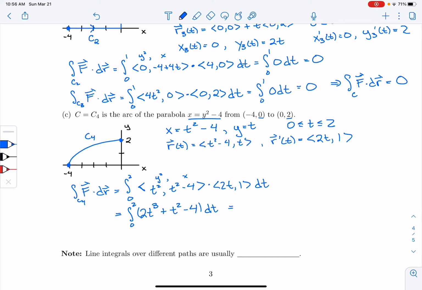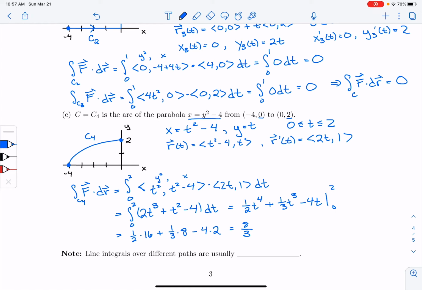So taking antiderivatives, right, we're going to get 1 half t to the fourth plus 1 third t cubed minus 4t, evaluated between 0 and 2. So this gives us a 1 half times 2 to the 4th, or 16, plus 2 cubed is 8, so 1 third times 8, and then minus 4 times 2. So if we add all that up, we get 8 thirds. So the work done by that force going along the arc of the parabola is going to be 8 thirds.